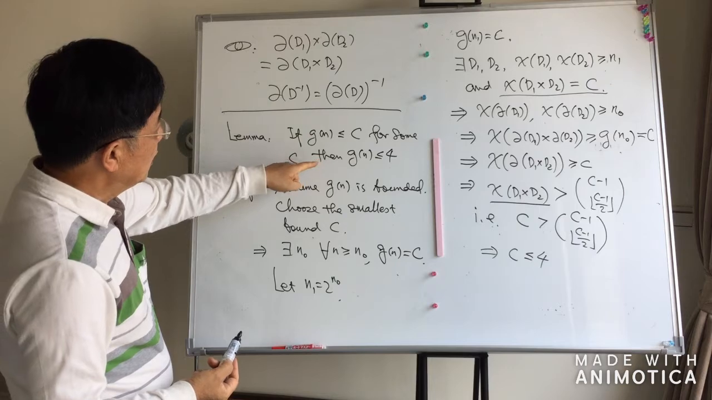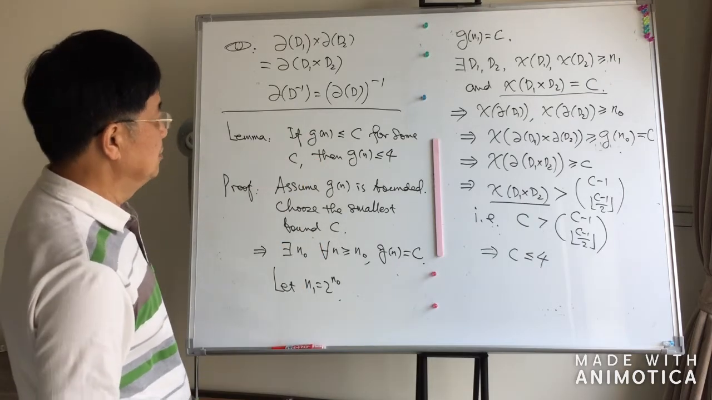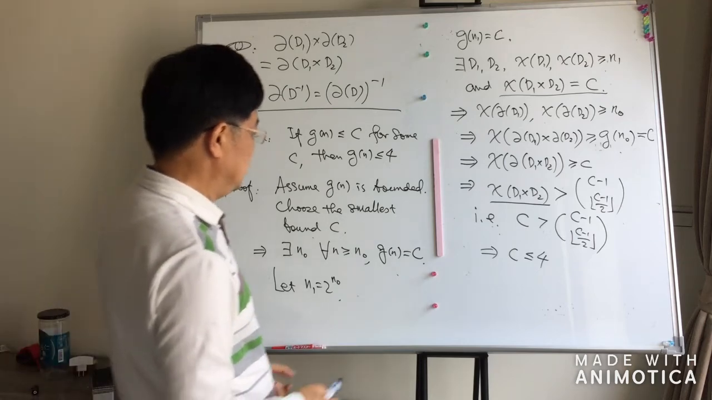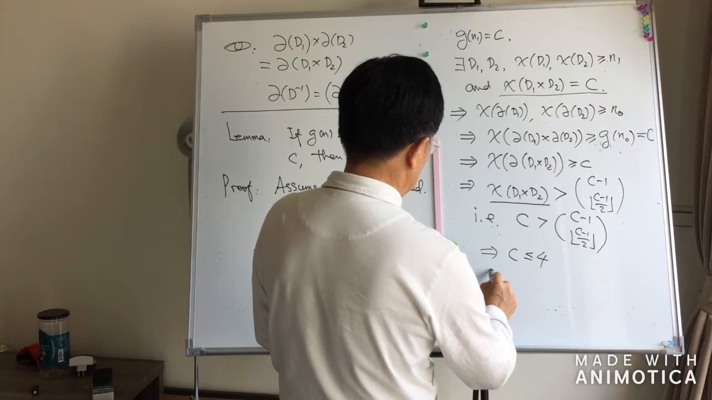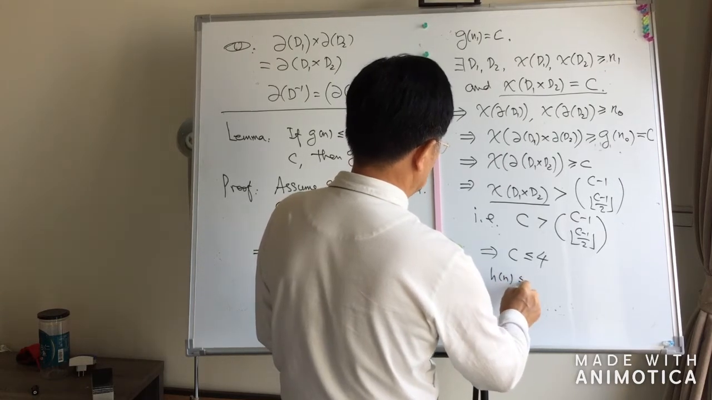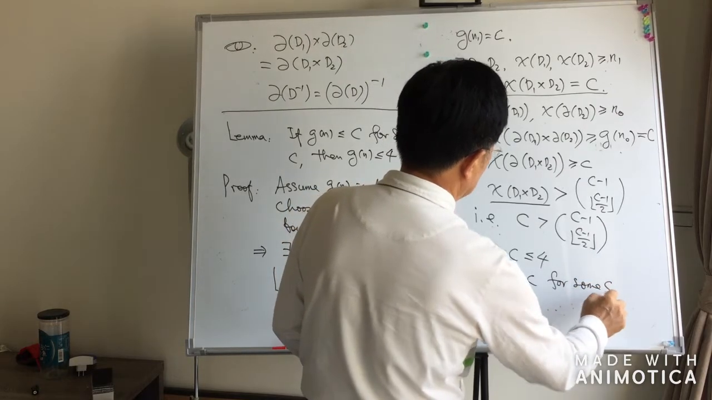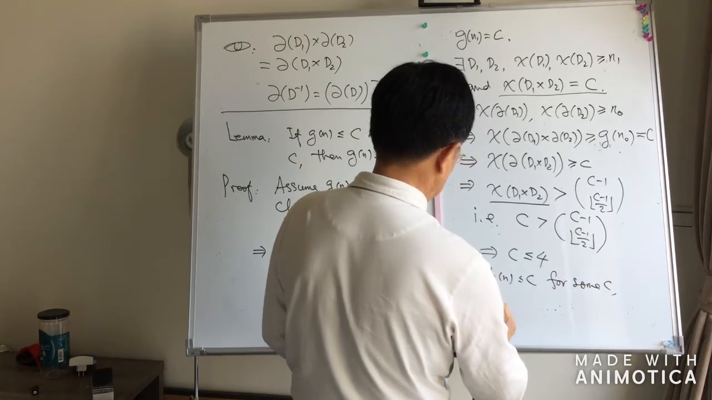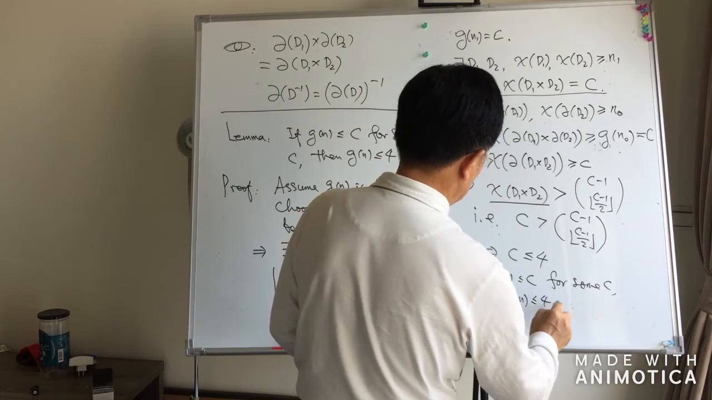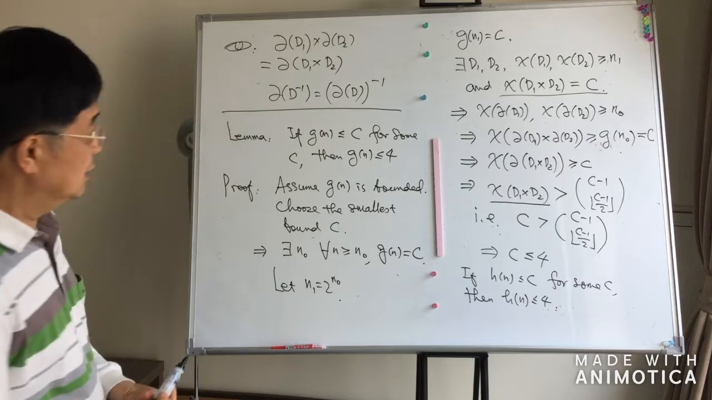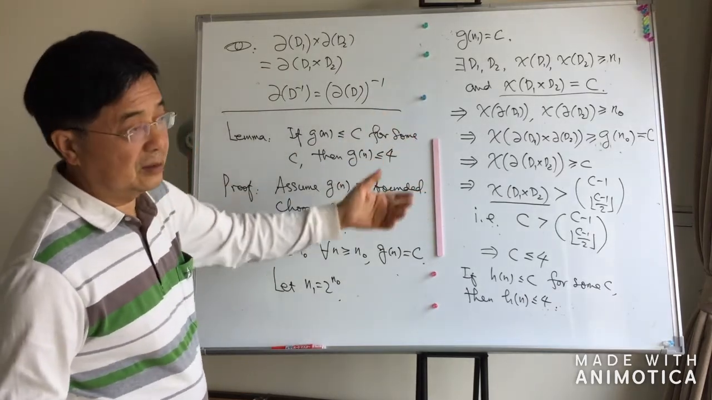And by the same argument, you can prove that if Hn is bounded by C for some C, then Hn is bounded by 4. Just apply the same argument to both d times d2 and d times d2 inverse.